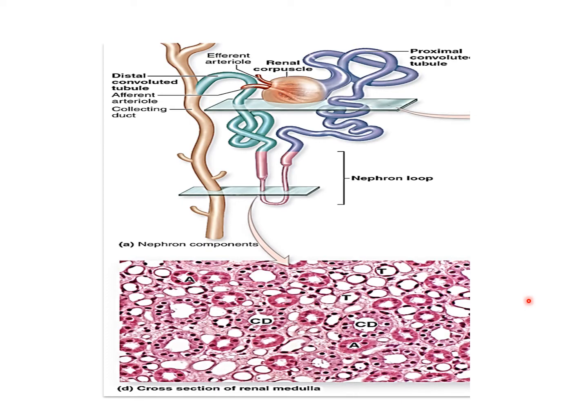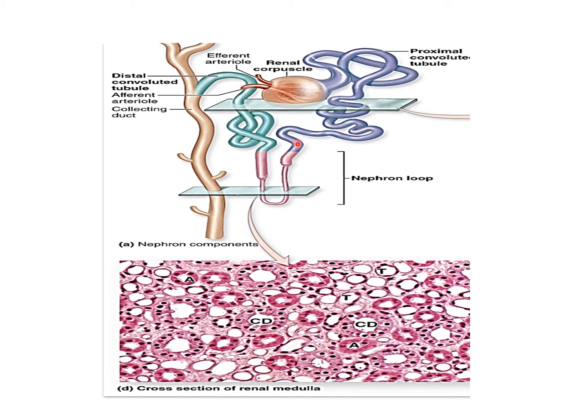In this figure, we will note the renal corpuscle and the renal tubules. The renal corpuscle consists of two parts, the glomerulus and the Bowman's capsule. The renal corpuscle with the renal tubules will form the nephron. The first part of the renal tubules is the proximal convoluted tubule. This is the proximal convoluted tubule.